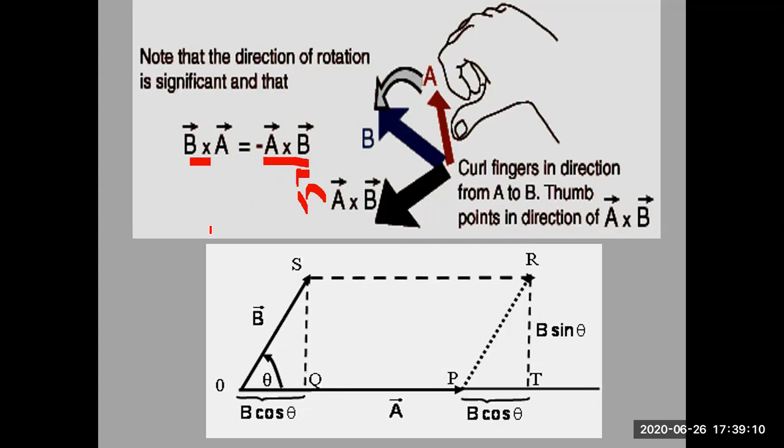This is the concept of multiplication of vectors, taking the cross product. This is a property of the cross product. Look, here is vector B, here is vector A. So this is the horizontal component of the vector.